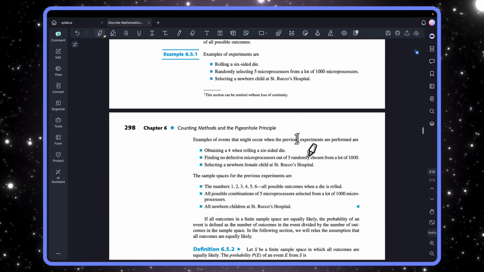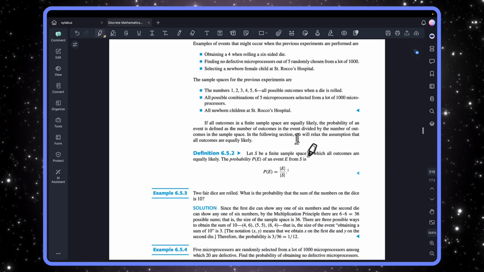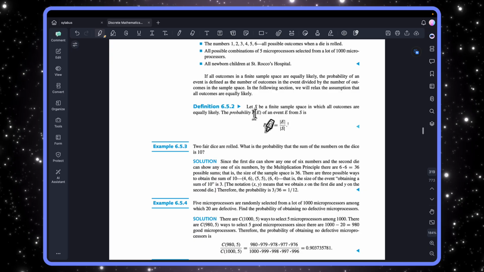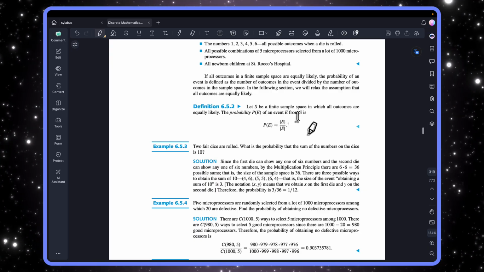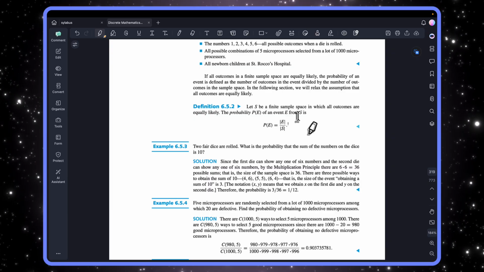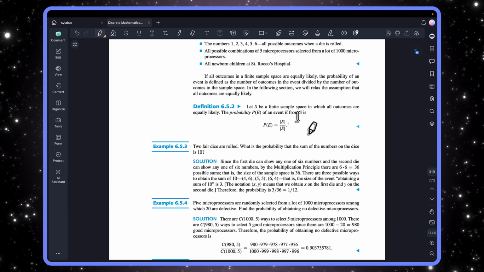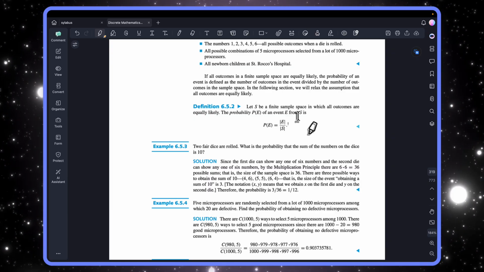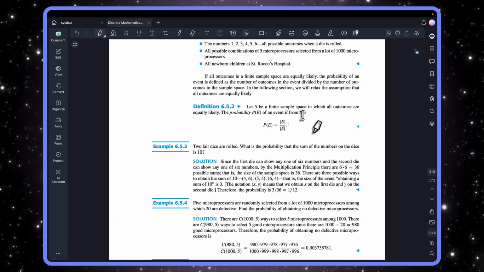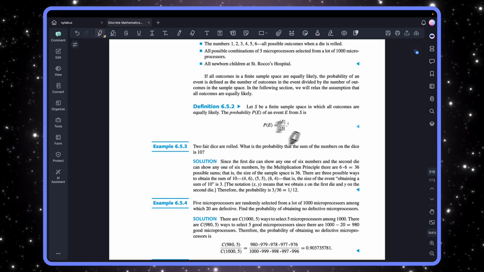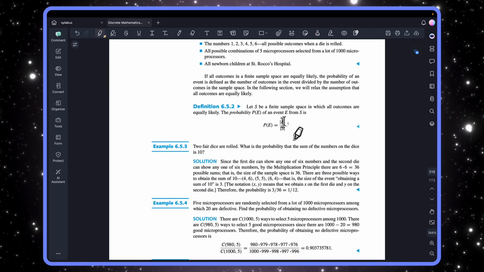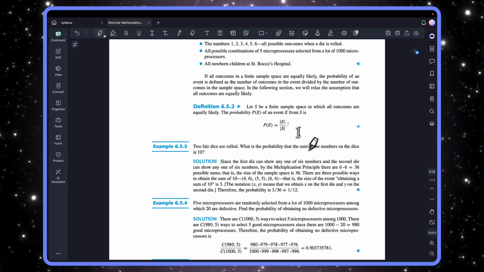So some examples here that we have. Here's a definition. This will make some sense. Let S be a finite sample space. So there's a finite collection of things that can happen in which all outcomes are equally likely. Well, then the probability we write as P of E of an event E from S is, so what you do is you take the total number of objects that satisfy the event and divide it by the total number of possible outcomes.